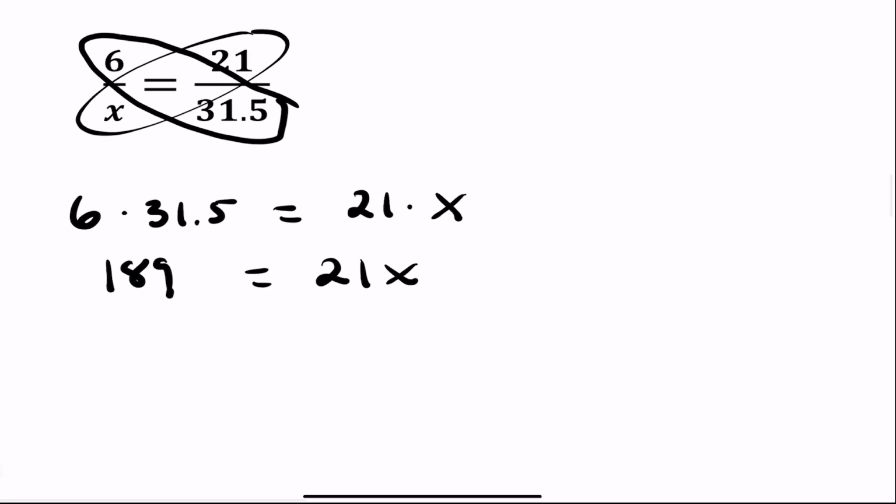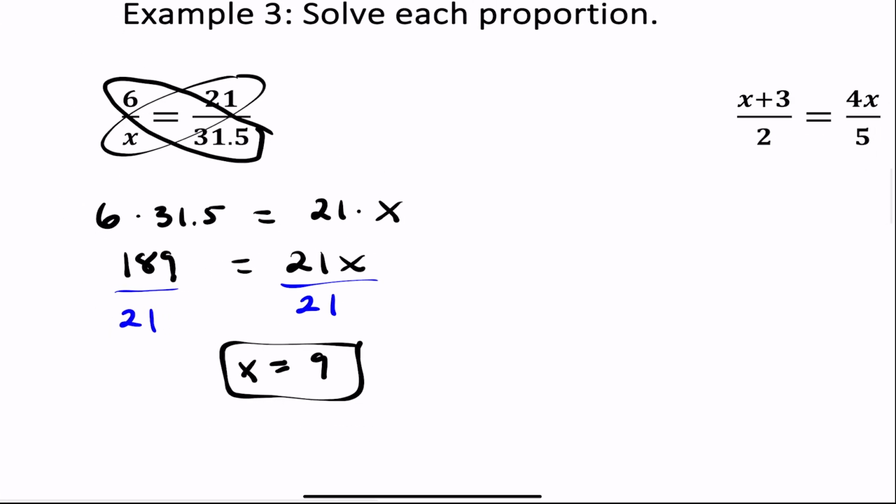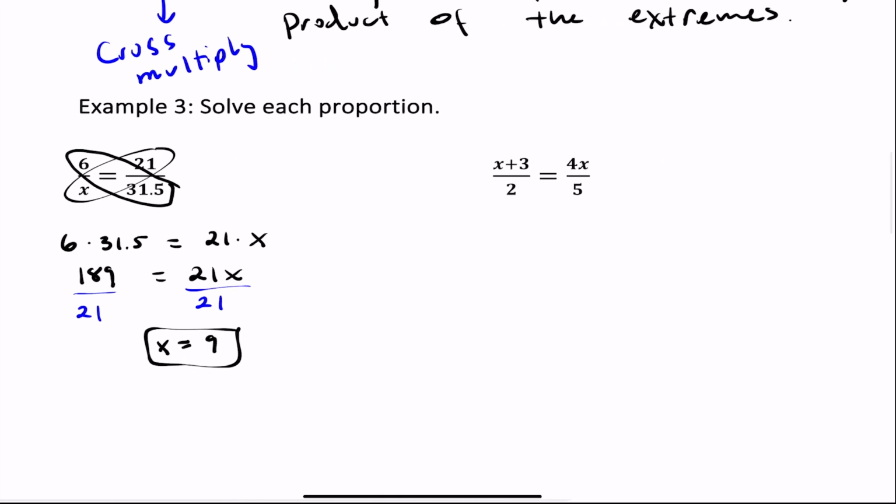Now looking at this, this is just an ordinary algebra problem. So I've got to just solve for x here. I'm going to divide both sides by 21, so x equals 9. Okay, and that's it. You're just solving for the variable. I was using proportions to do that. So x is equal to 9 for number 1 here.